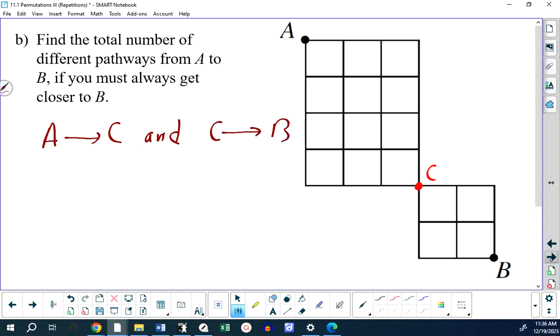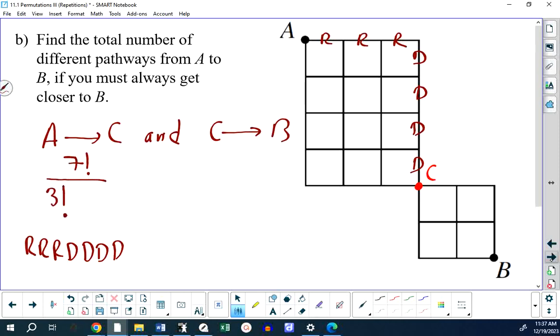You need to do two things. You need to put on a pair of pants and a shirt, figuratively speaking. You need to do the fundamental counting principle. So how many ways to go from A to C? Well, right, right, right, down. We have to arrange RRR, D, which means it is 7 factorial over 3 factorial, 4 factorial. We'll get an answer in a bit, okay?